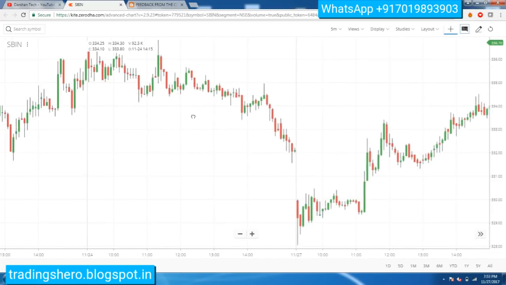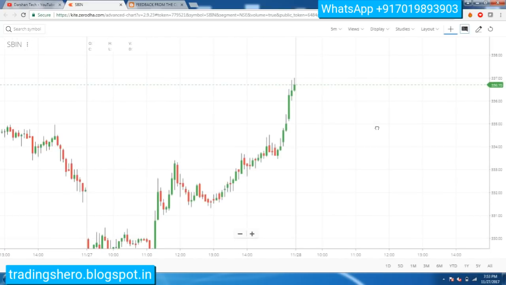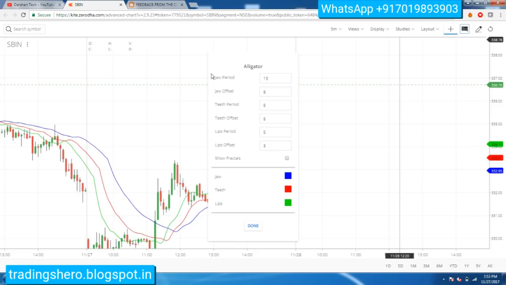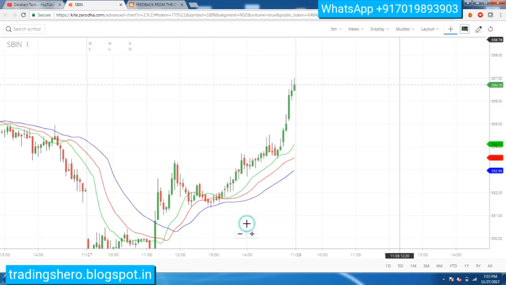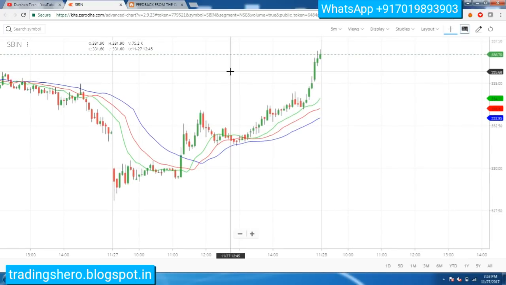So this is how a 5 minutes candlestick chart looks, and after that let me quickly add the indicator, that is just going to studies, okay, and click on Alligator. So this is how we add an indicator. We're using all the default values here. So just click on done and it's done, okay? It gets added. So now come the strategies, okay?